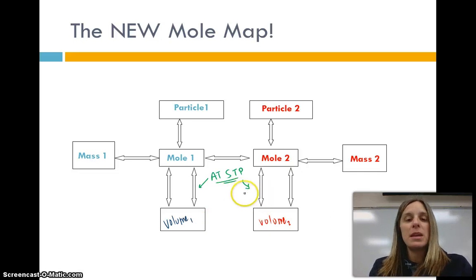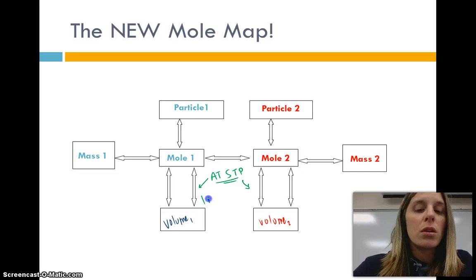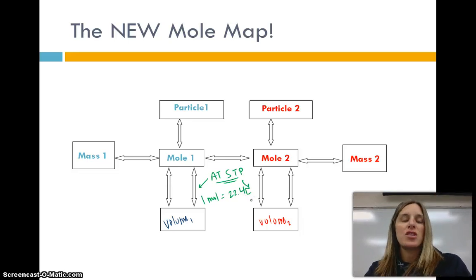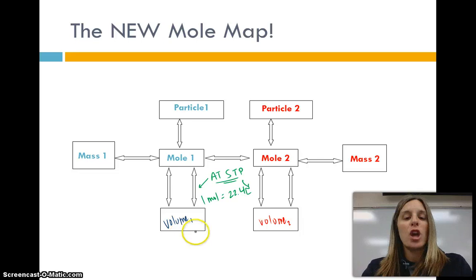So the middle arrow is only for use when you're at STP. If you're at STP, you can use your molar volume, where 1 mole equals 22.4 liters, as your conversion factor to go from the volume of 1 gas into anything for the second gas. You can go from volume 1 to volume 2, from volume 1 to mass 2, from volume 1 to mole 2. You can go anywhere on this side because we learned how to use this mole map in chapter 9, and we'll review that a little bit tomorrow. But at STP, we can use our molar volume. 1 mole equals 22.4 liters.